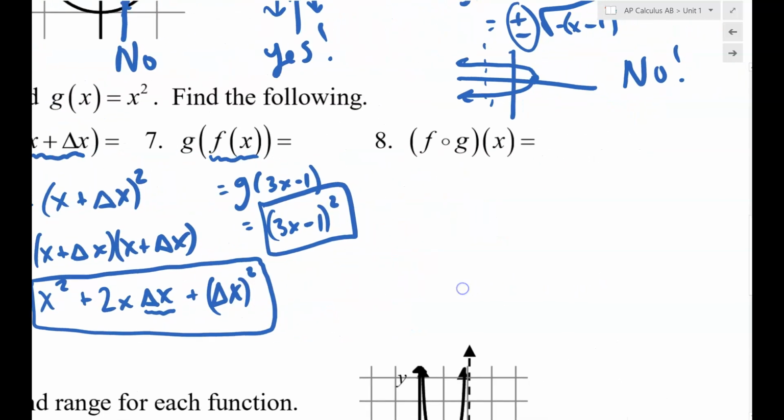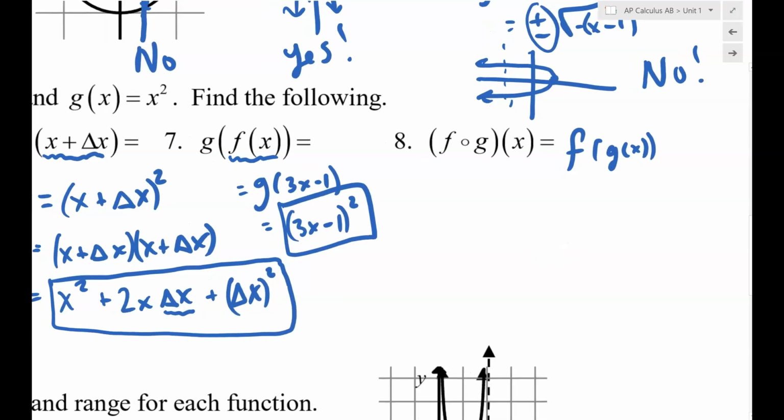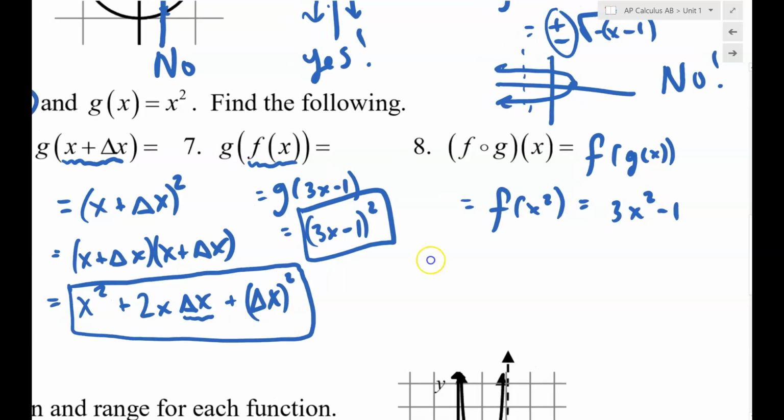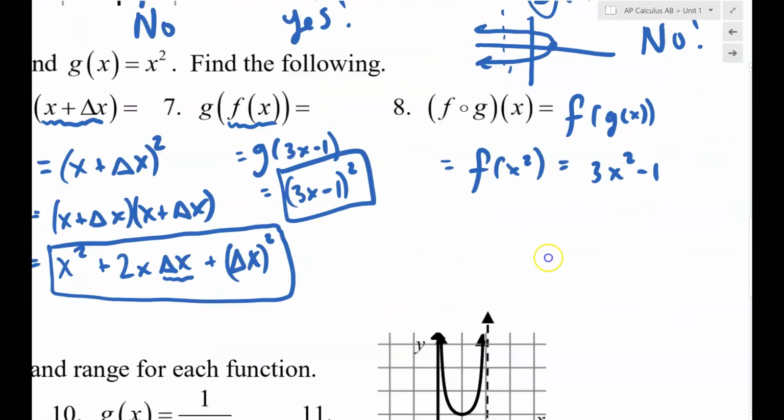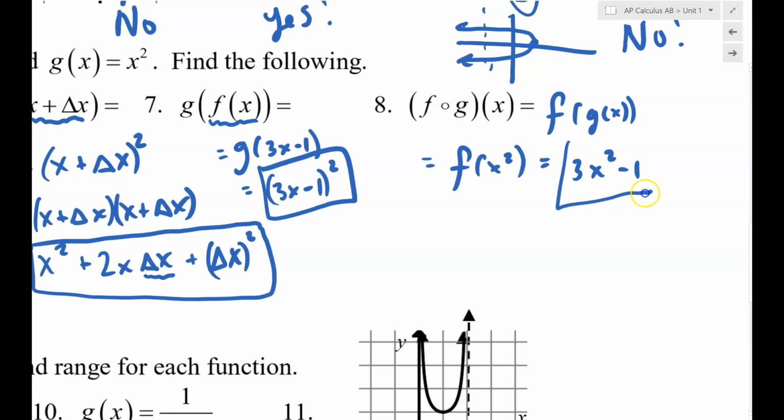Over here, f of g, this is also composition notation, right? Functions embedded within each other. And we can just rewrite this as f of g of x. It's the same thing, just written a little differently, okay? So I'm going to take my g of x function, which is x squared, and plug that in. So f of x squared, don't forget my equal signs, which gives us 3x squared minus 1, right? I just plugged g of x into my x here, okay? And that would be your answer.